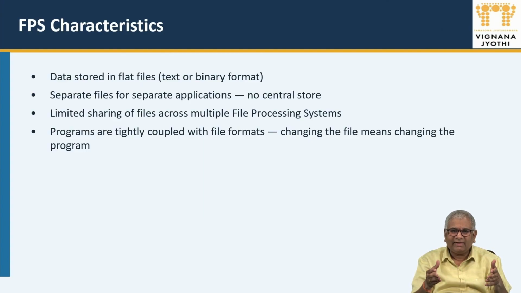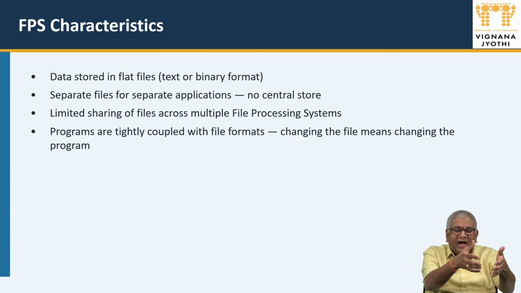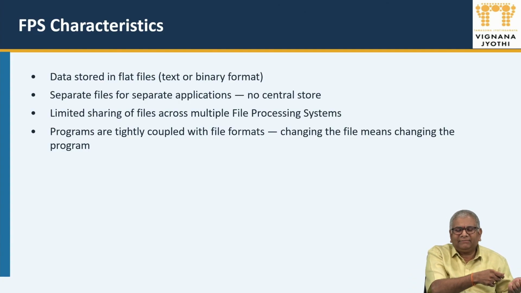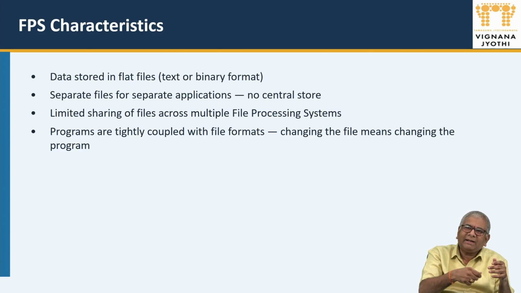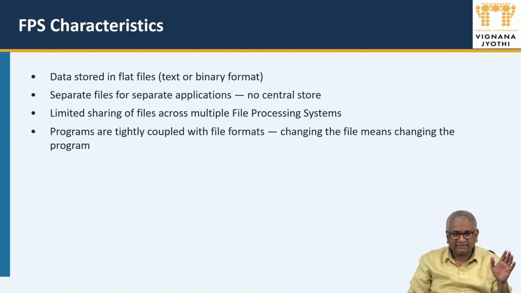So there is limited sharing of files across multiple file processing systems. Each department has its own file processing system on the same or almost the same set of data. The programs written for those files are tightly coupled with the data they are handling. What the examination department would do is add more columns, more data items to the data. So it has the original data, like student information, and apart from it will have the exam details also. That's how the FPS system works.